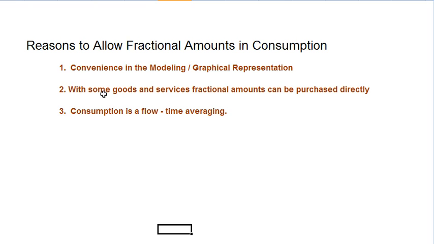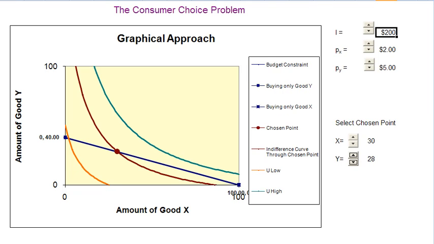There's also this notion that some goods can actually be purchased in fractional amounts, and so fractions are a realistic assumption. And then the other idea is a time average. So if you want to buy half a loaf of bread a week, you buy one loaf of bread every 2 weeks, and so that way you get this time averaging idea. All of those ideas allow for fractions, and now once we have fractions, we can take a look at this approach to the choice problem.